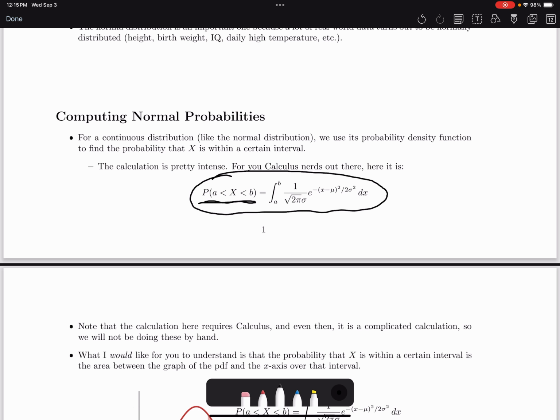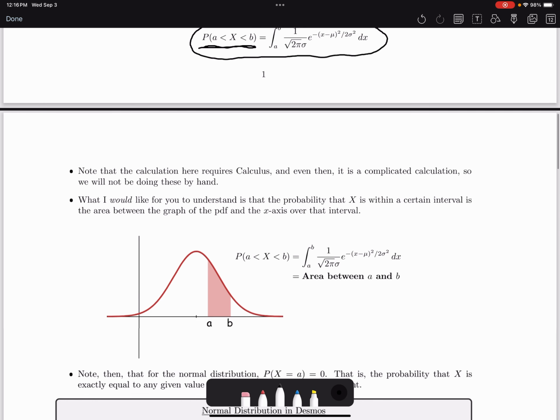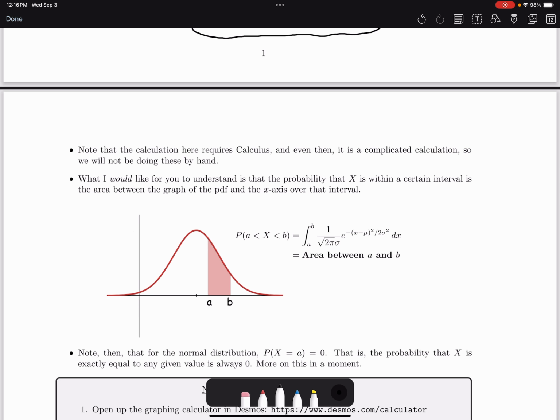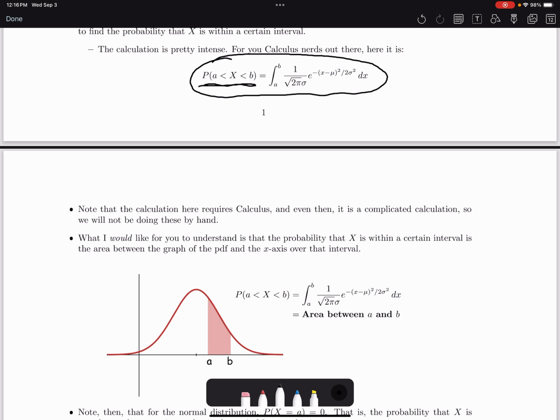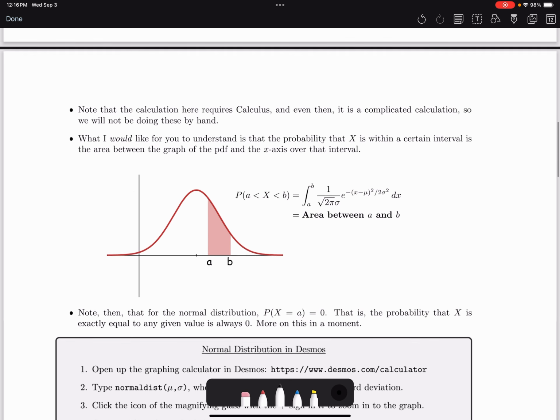So again, we're not going to actually do that by hand in this class. But one thing I would point out is that even if you did know calculus, this would be a nasty calculation to have to perform. So we're just going to use technology to compute these probabilities. But here's what I do want you to walk away understanding.